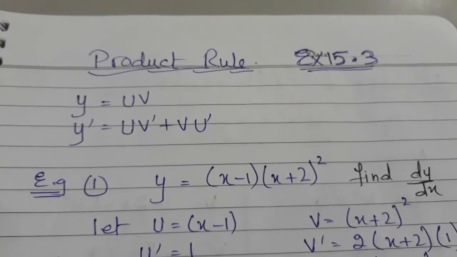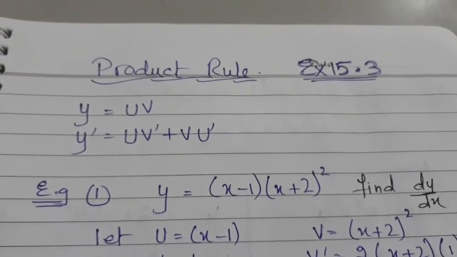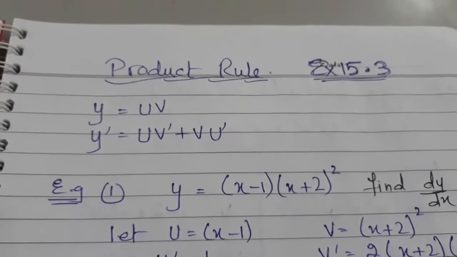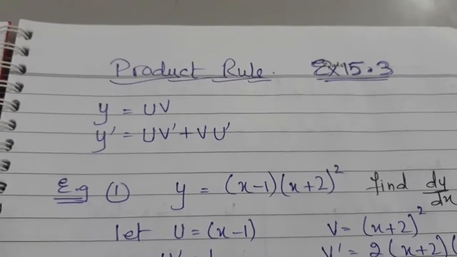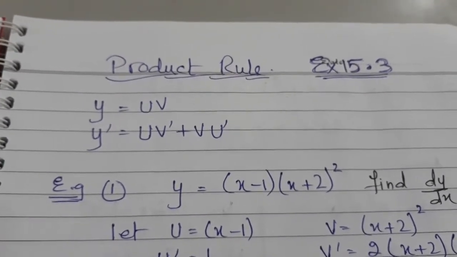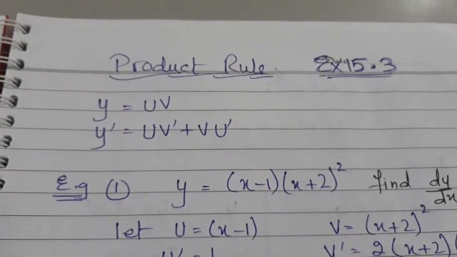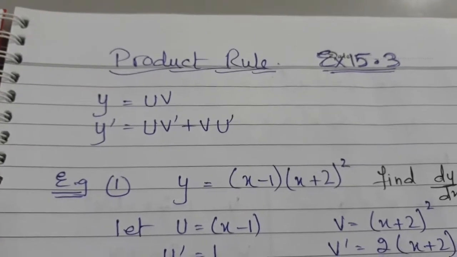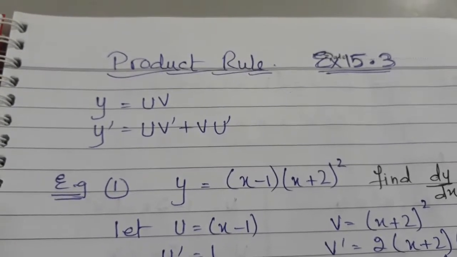So my u is x minus 1 and my v is (x plus 2) to the power 2. So there are two functions which are multiplying. I have given them the names u and v. According to the formula, I need to find v prime and u prime also, meaning the derivative of v and the derivative of u.